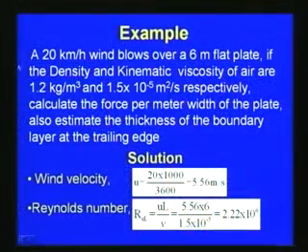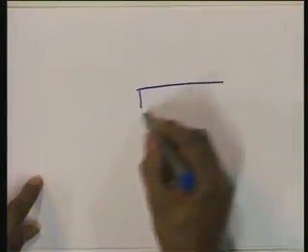Here the example problem is: a 20 km per hour wind blows over a 6 meter flat plate. If the density and kinematic viscosity of air are 1.2 kilogram per meter cube and 1.5 into 10 to the power minus 5 meter square per second respectively, calculate the force per meter width of the plate and also estimate the thickness of the boundary layer at the trailing edge.